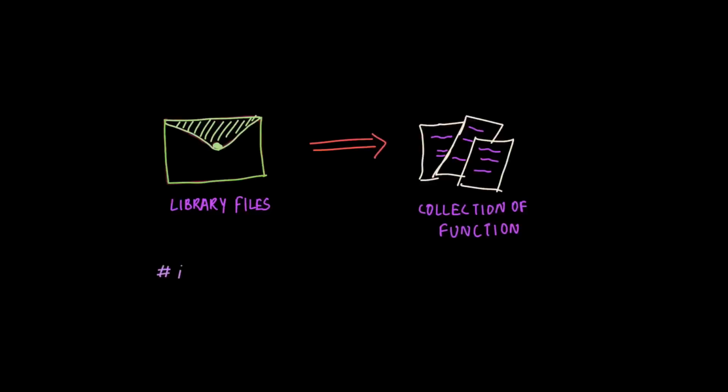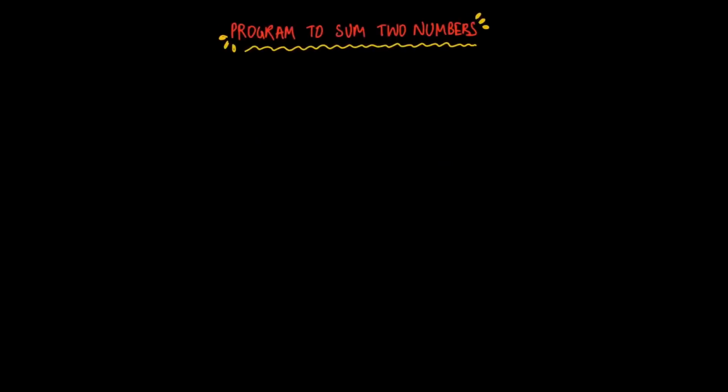For example, the header file iostream.h contains a couple of really important functions called cout and cin statements. So let's understand the structure of a C++ program using a program itself. Now this code allows us to sum any two numbers.